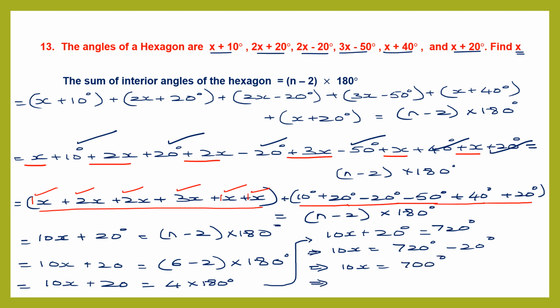Therefore, x is equal to 700 divided by 10. You can cancel the zeros. You get 70. So this is our answer. X is equal to 70 degrees. So go through all the steps carefully and finally arrive at your answer where x is equal to 70 degrees.